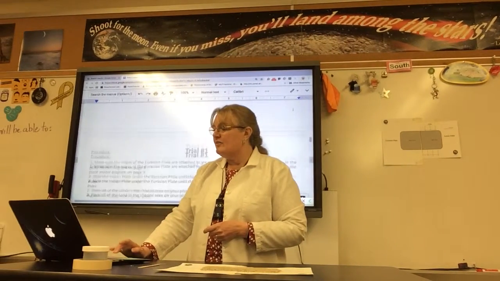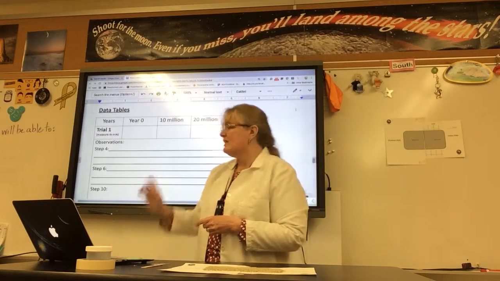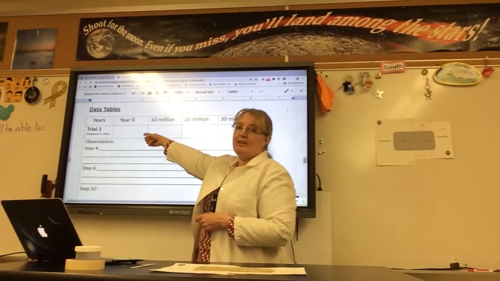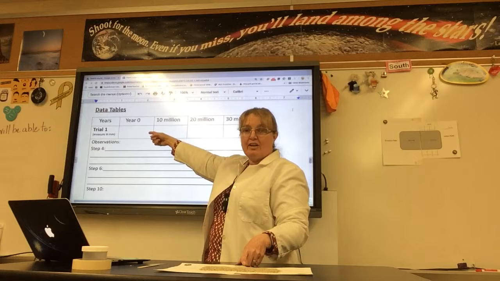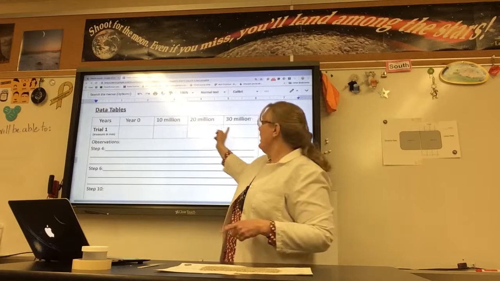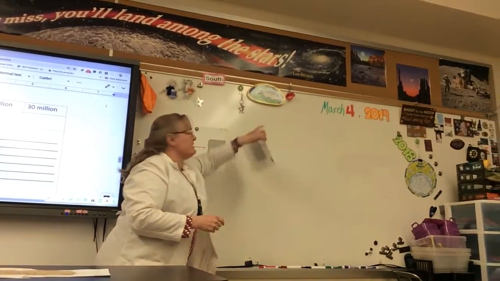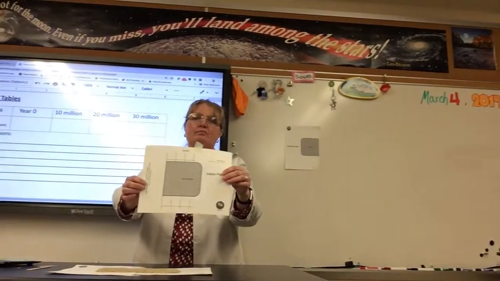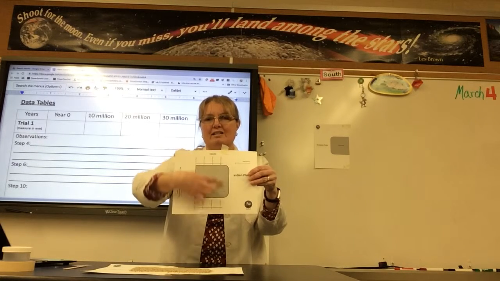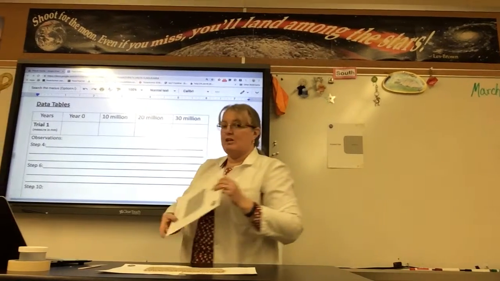The other thing you need to look at is if you scroll over past your trial, your procedure steps, you will see the data tables, okay? Notice the data table says I need to record data for year 0. That's my starting place. I need to record data for 10, 20, and 30 million years. And on your paper, you will see lines for each of those. All right? And so as you slide this under, you will stop at each of those lines. All right? And when you stop at that place, that's when you're going to record your measurements.